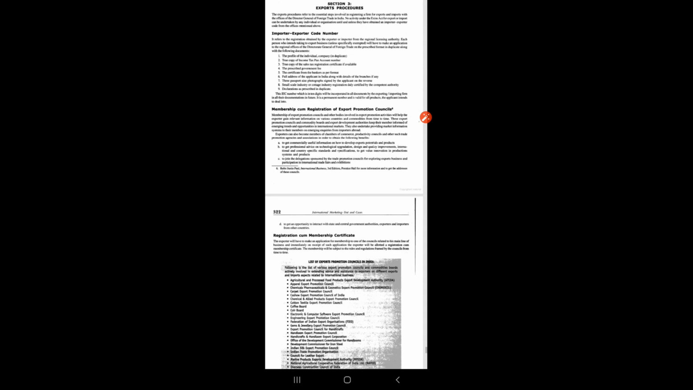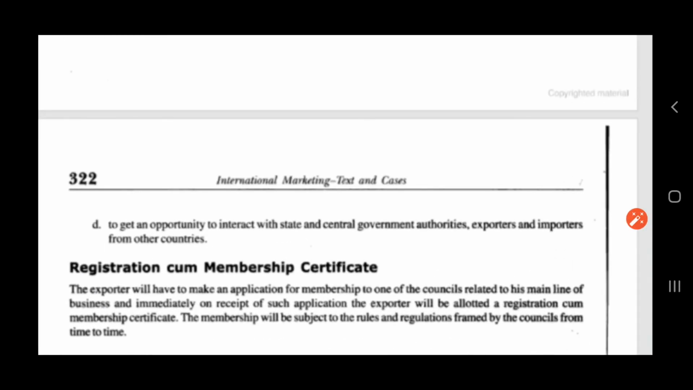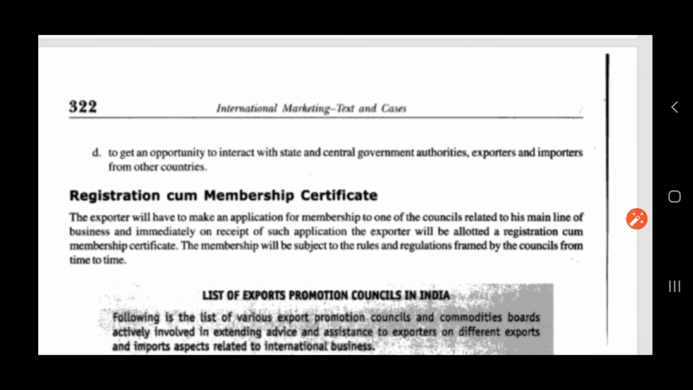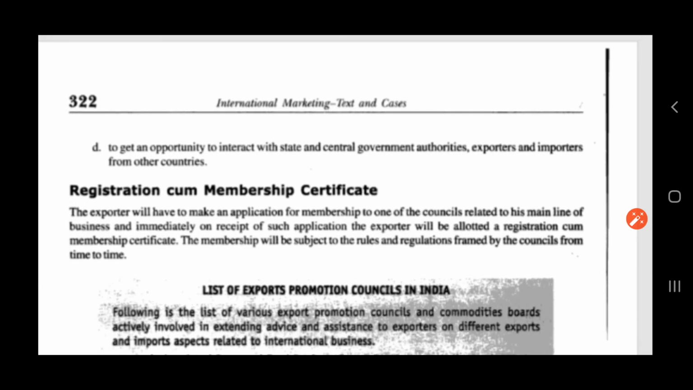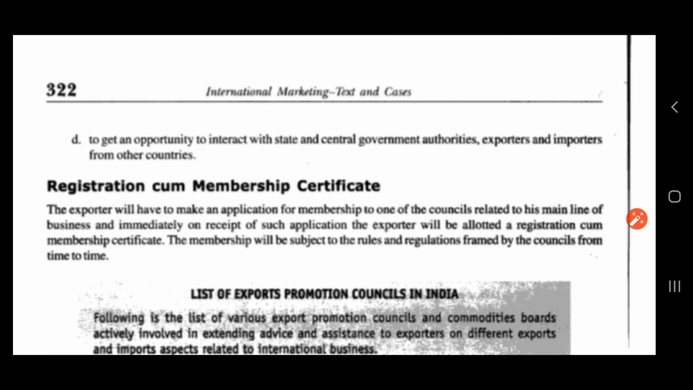So, all this that we are discussing is from the referred book by our JNTU, that is Justin Paul, International Marketing book.